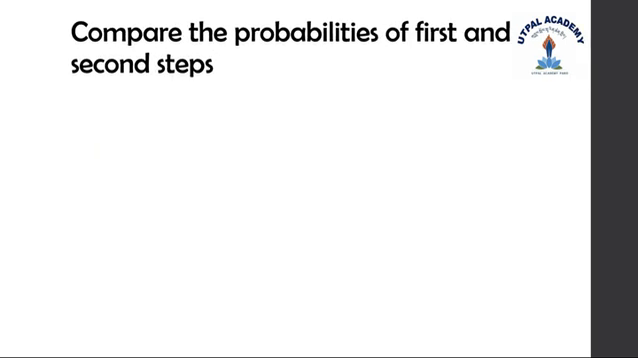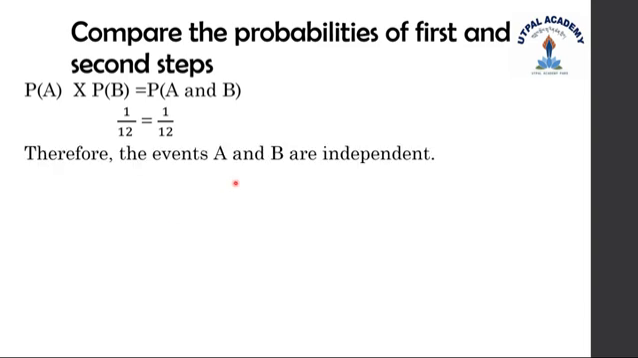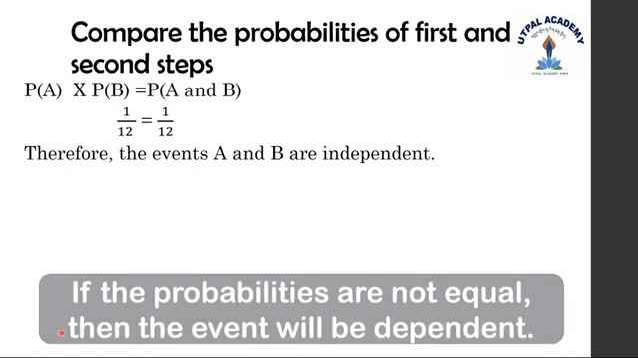go to the next. Now compare the probabilities of the first and second steps. We have to compare the probability we found in the first step and the second step. Let us see. P of A times P of B is equivalent to P of A and B. So what did you get? P of A times P of B is 1 over 12, as well as P of A and B is also 1 over 12. Therefore the events A and B are independent. They are independent because they are equal.